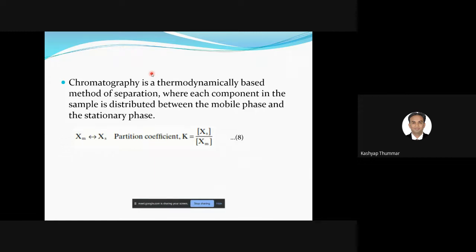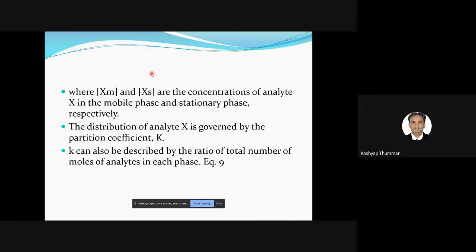So what does partition coefficient mean? It means that the sample is distributed between the mobile phase and the stationary phase. The ratio of it is called the partition coefficient. Okay, the equations.